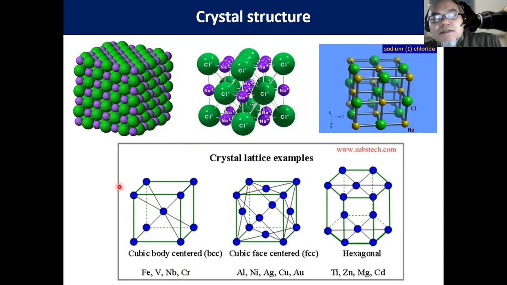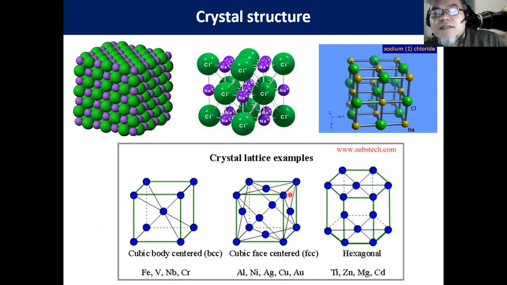When in cubic, it could be body center cubic, in which atoms will fill not only the corners of the cube, but also the center of the cube. So we call it the body center cube. Examples are iron, vanadium, niobium, and chromium. These are metals having the BCC.